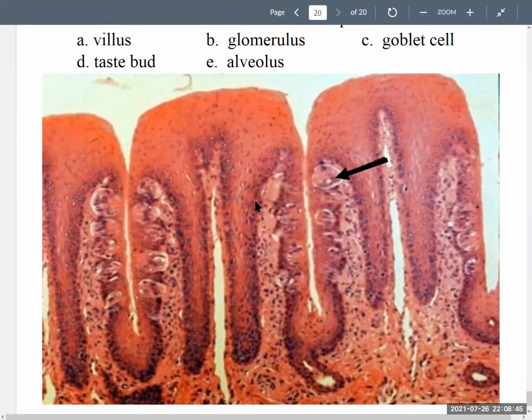This is the tongue. What's being pointed at are taste buds.